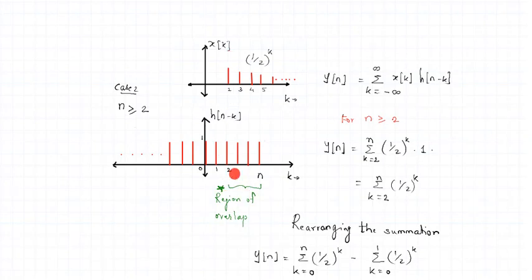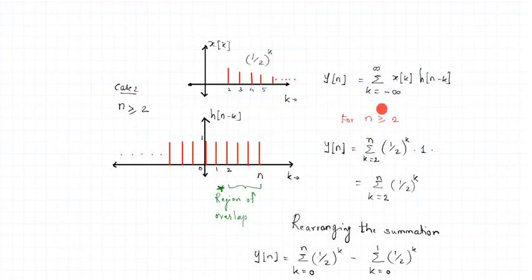So this region of overlap governs the limits of the convolution. This region of overlap decides the limits. So the limits, which were earlier minus infinity to plus infinity, get modified to 2 to n, right? Region of overlap governs the limit. So identify the region of overlap for the case that you formulate, and this region of overlap is nothing but the limits of the convolution.